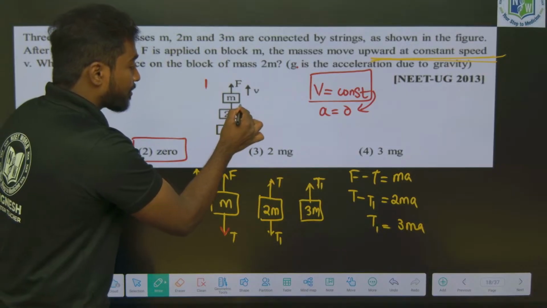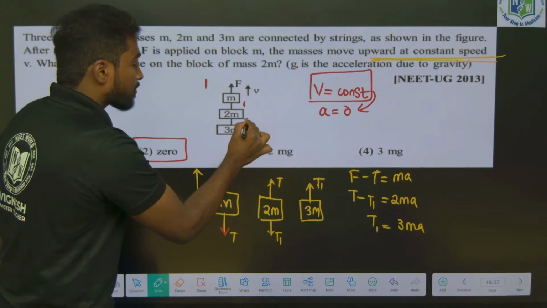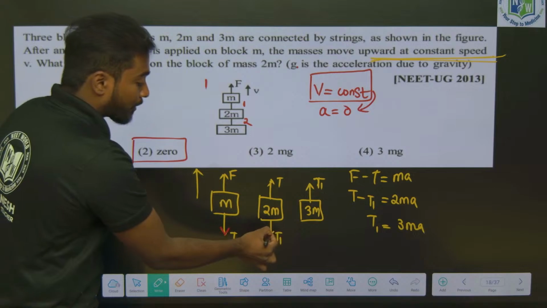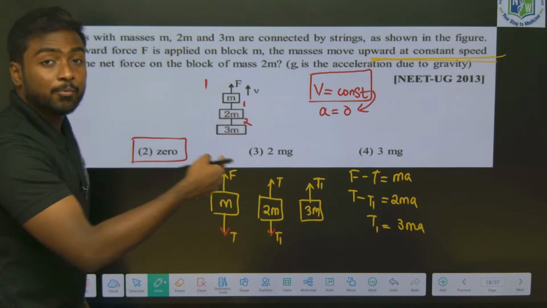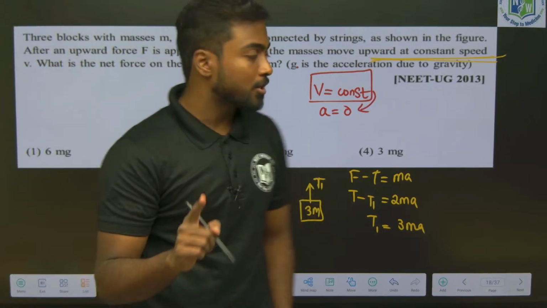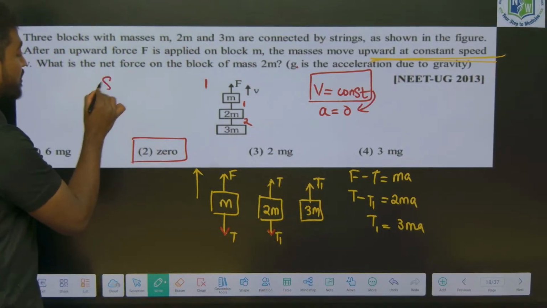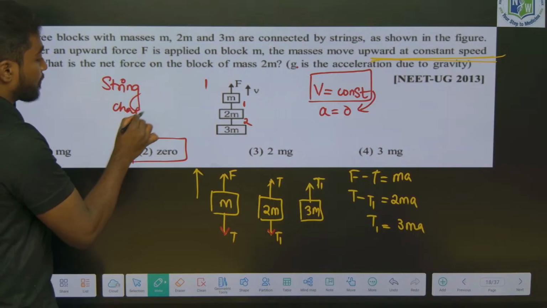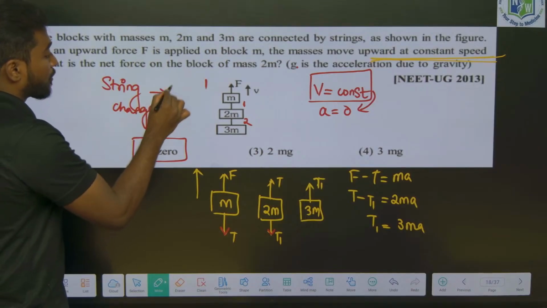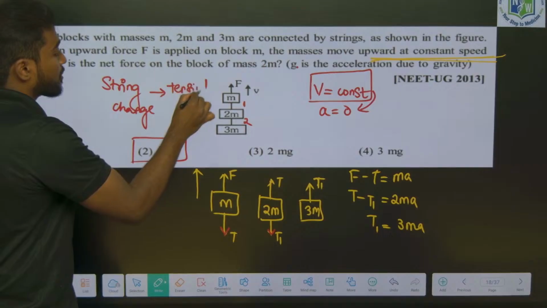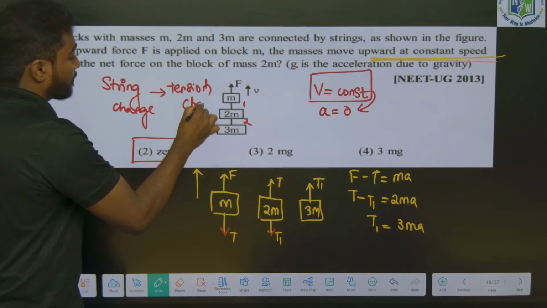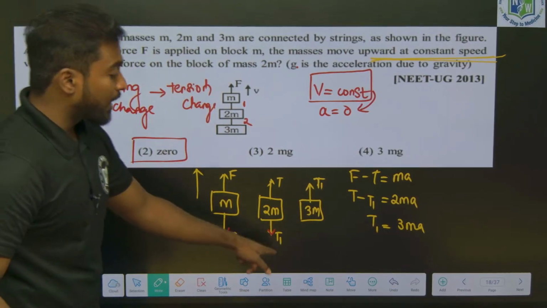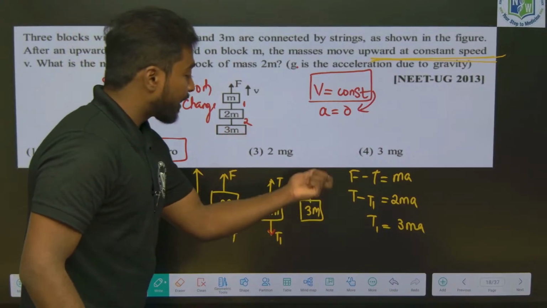But here this is string number 1, this is string 2 I will consider. So here T1 will be there, like string has been changed, then tension will be changed. Important thing, string changes, tension also changes. Okay, so T1. So for 3m it is T1, right?